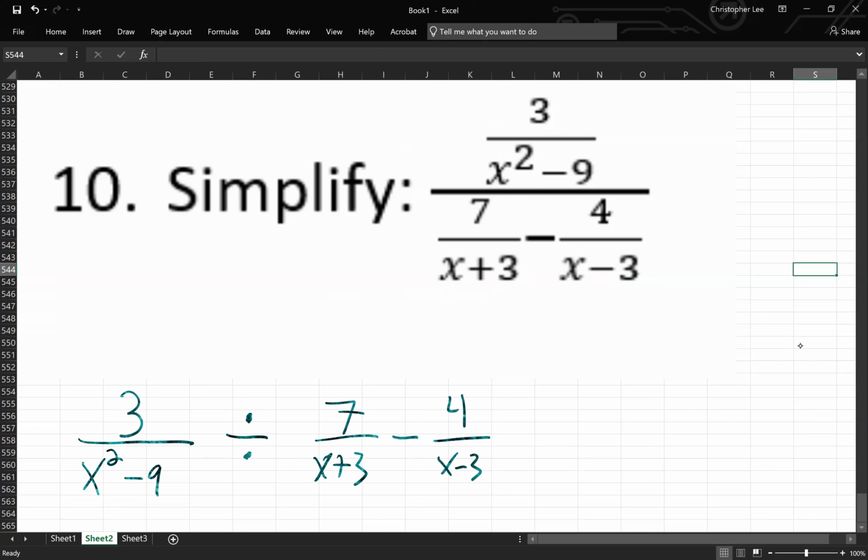Now let's do this our way. What do I do after that? How did we learn in class? What did we learn to do? We find the LCD. What's the LCD here? x plus 3, x minus 3, right?